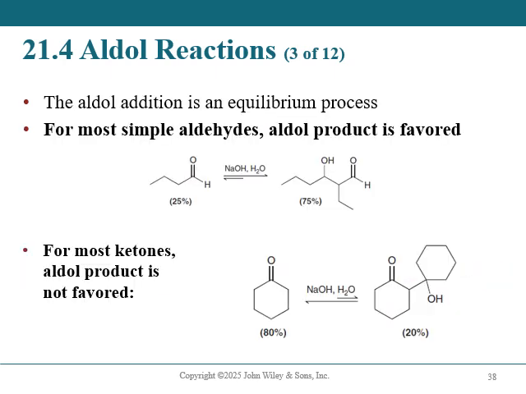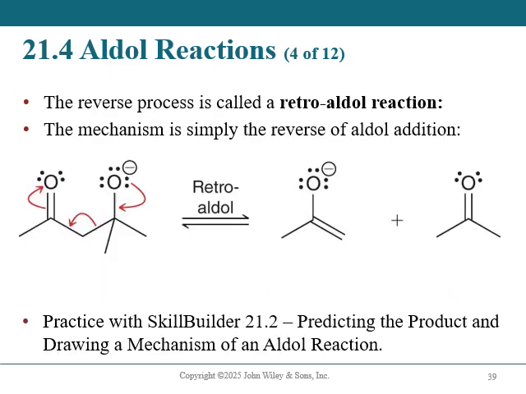The aldol addition is considered an equilibrium process. When we're talking about simple aldehydes, the product tends to be favored. However, when we're dealing with ketones, in most cases, the aldol product is not favored. When we look at the reverse process, this is what we call a retro-aldol reaction. The mechanism is simply the reverse of the aldol addition. So if you know one, just flip all the arrows and you have the other one.